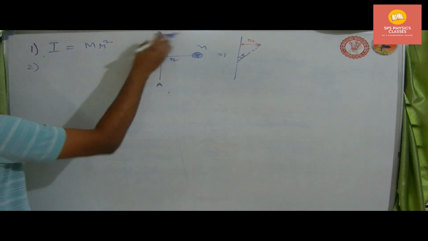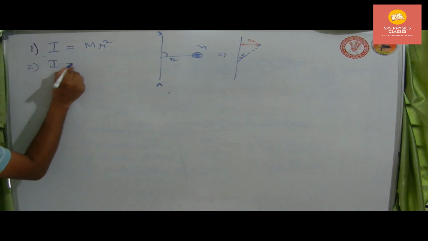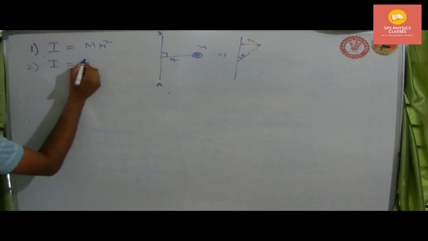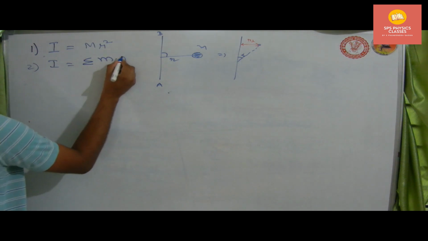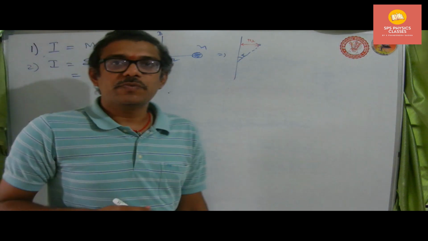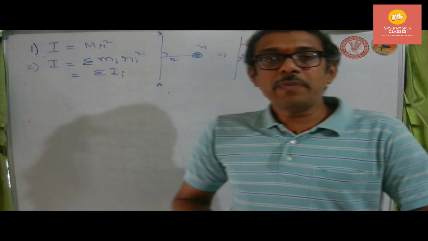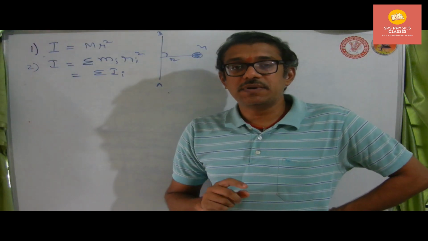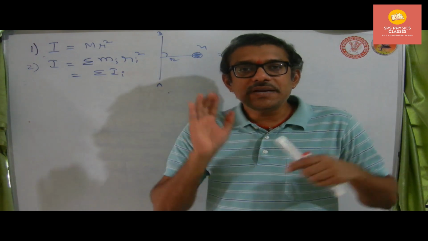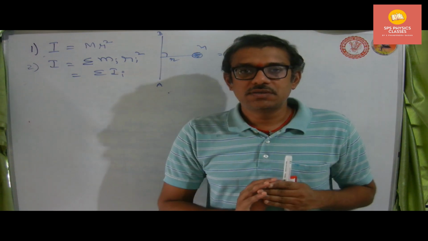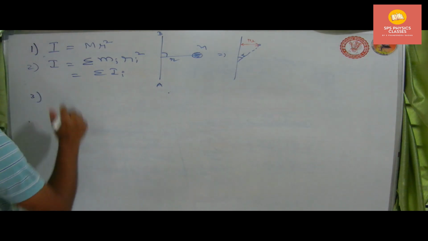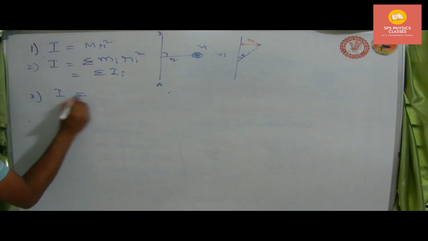Second case, suppose a system of particles is given, meaning individual masses are given. Under such a condition, we have to take I is equal to sigma mi ri square, which is called sigma of I. Further, you can consider moment of inertia as a tensor quantity. It depends on axis to axis. Please remember, very important.